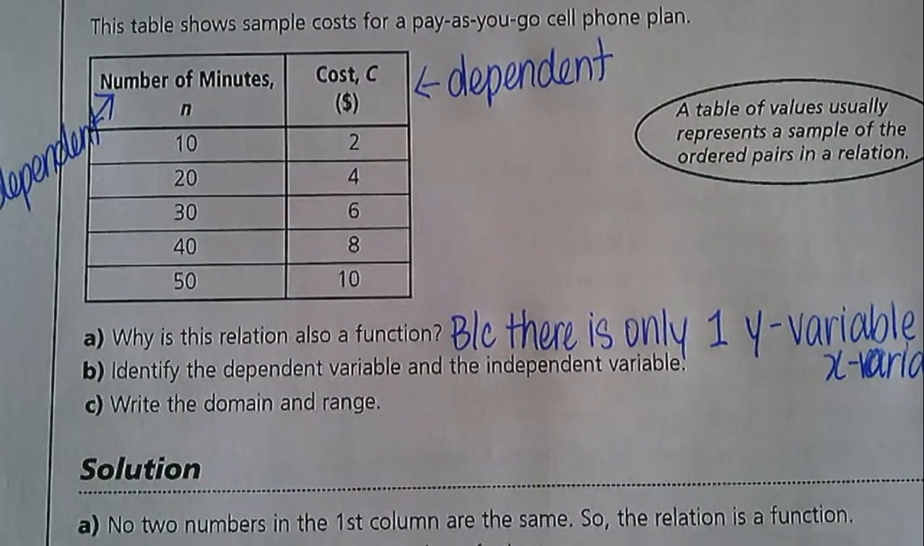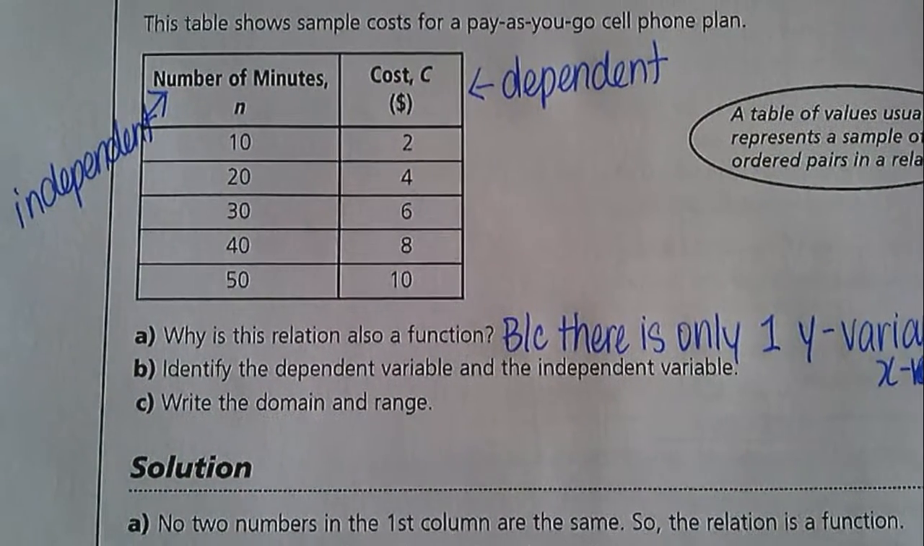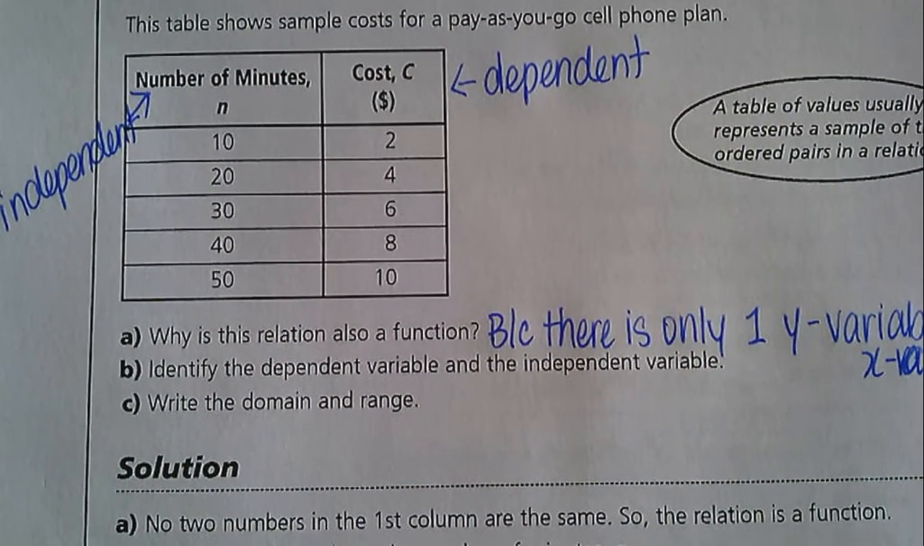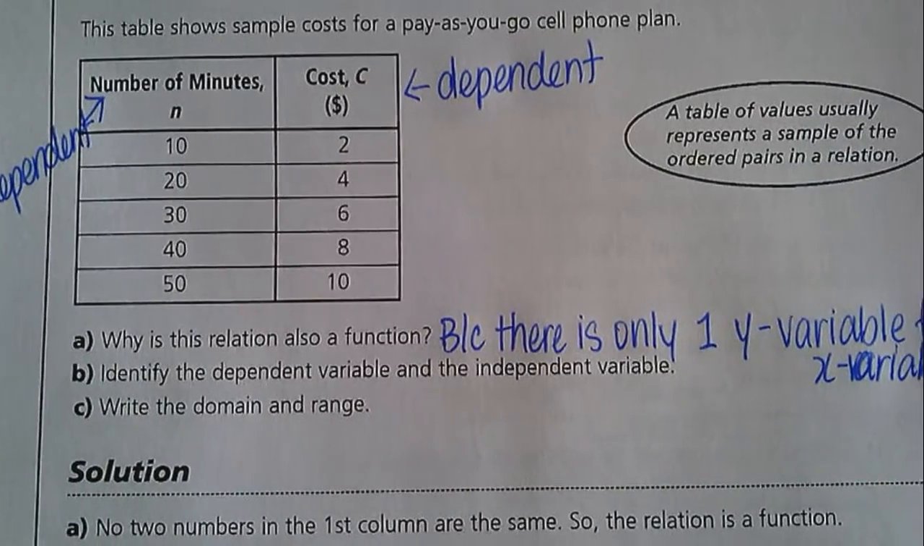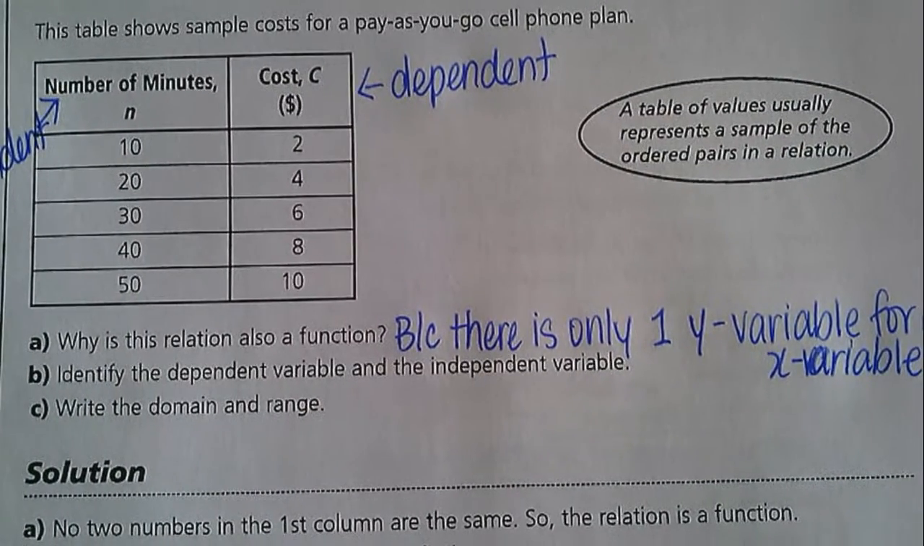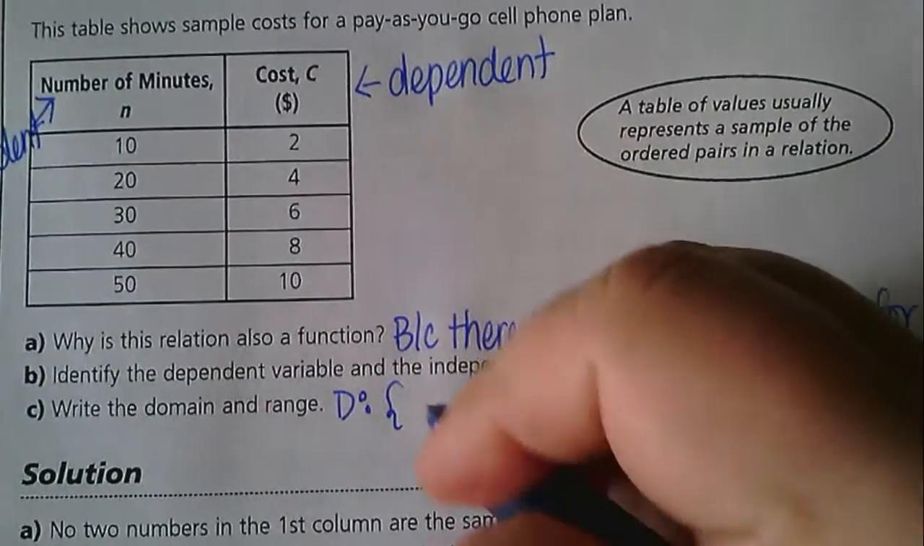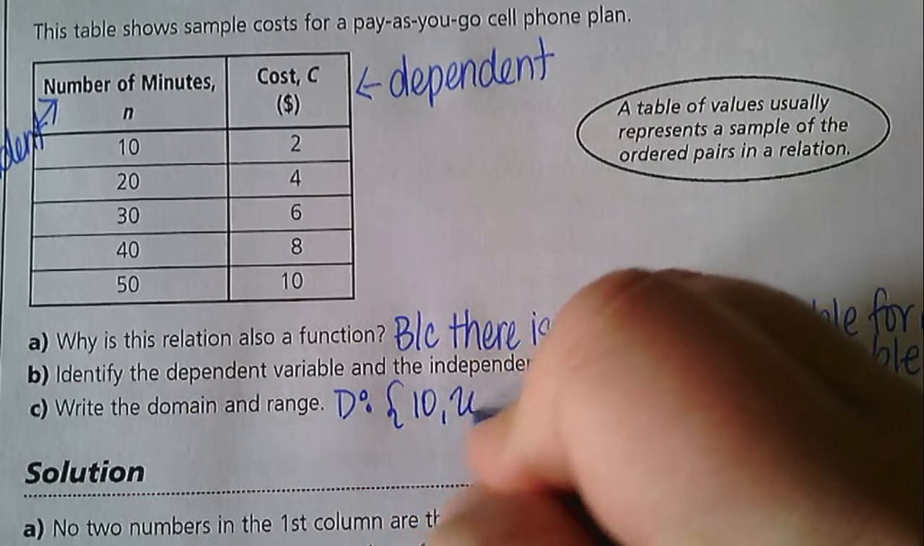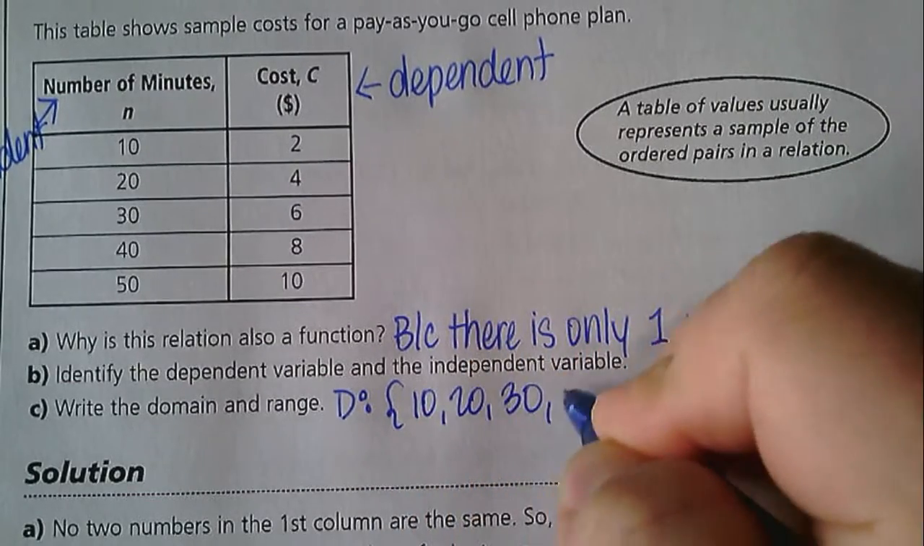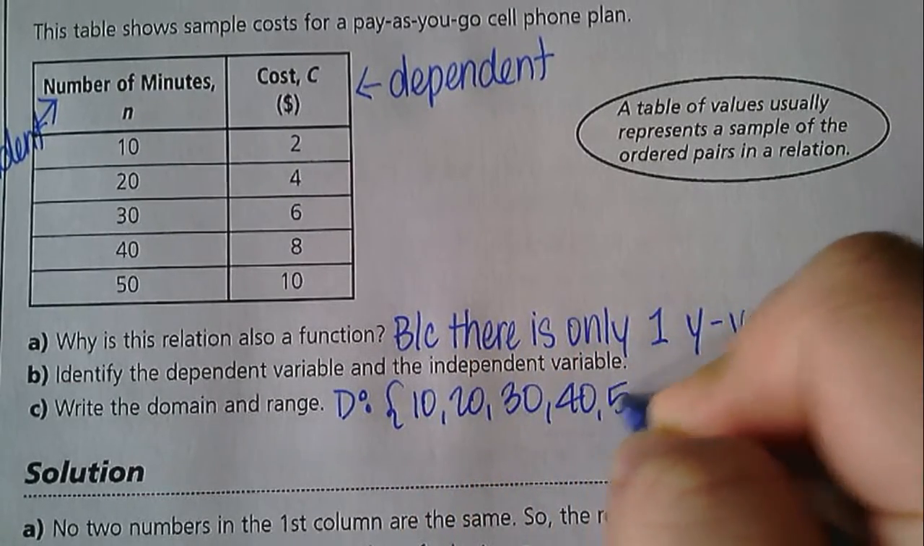Okay, so that means that my number of minutes is my independent variable and my cost is my dependent variable. And then the last thing they've asked me to do here is write the domain and range. So I'll start with the domain. Again, I'm just going to list all those numbers. So we have 10, 20, 30, 40, 50.